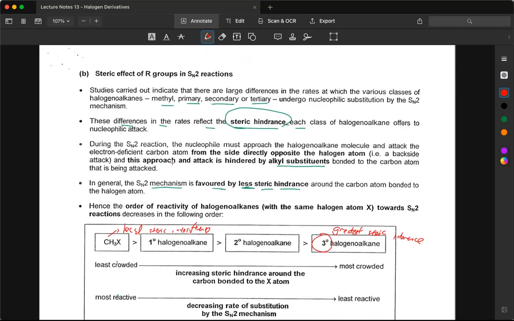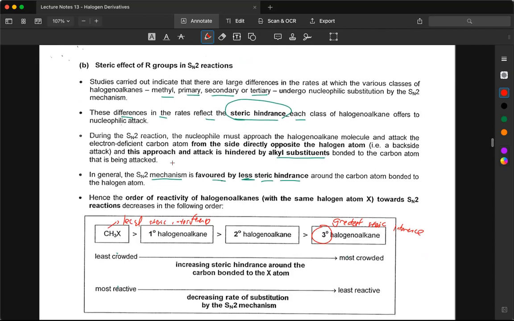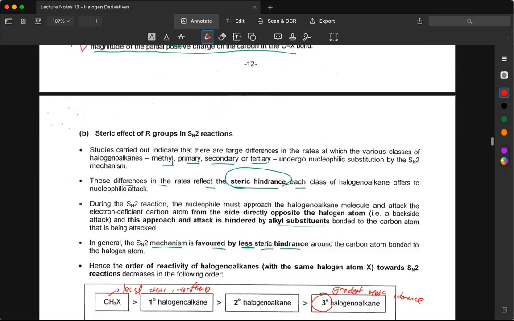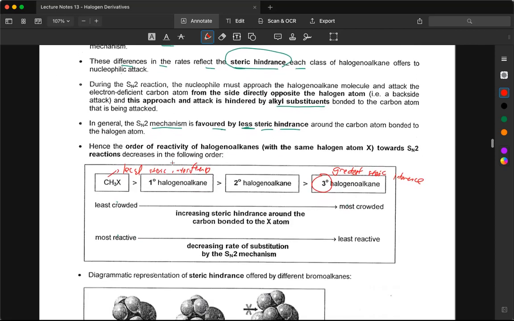During the SN2 reaction, the nucleophile must approach the halogenoalkane molecule and attack the electron deficient carbon atom from the side directly opposite the halogen atom, known as a backside attack. And this approach and attack is hindered by alkyl substituents bonded to the carbon atom that is being attacked. In general, the SN2 mechanism is favored by less steric hindrance around the carbon atom bonded to the halogen atom.